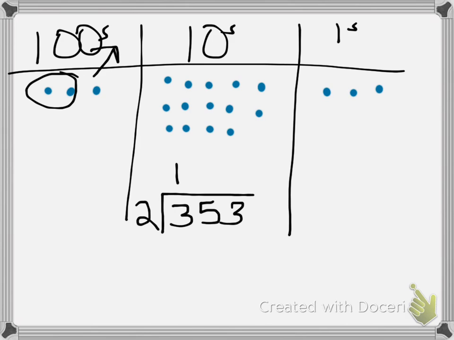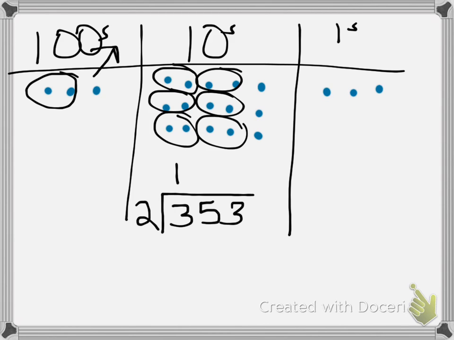So what we're going to do is exchange that for 10 tens, because we know that 100 equals 10 tens. Now in our tens place we started with 5 and we added 10 after our exchange. So with our 15 tens we are going to make groups of 2. And you can see we've made 7. So I'm going to record that above the tens place on my division problem. And then again we have 1 ten left. We can't leave it there, so I'm going to exchange that for 10 ones, because 1 ten is the same as 10 ones.